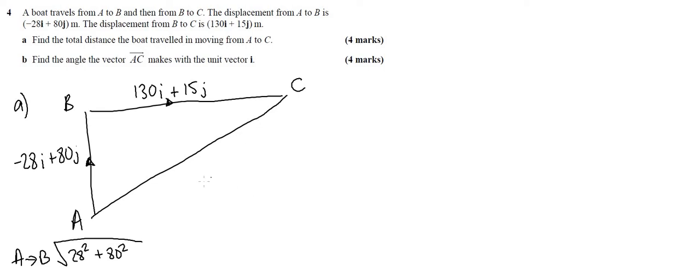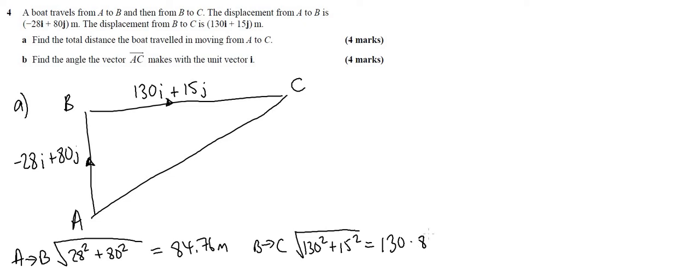That is equal to 84.76 meters. Then we go from B to C, and again, the square root of 130 squared plus 15 squared. That gives me 130.86 meters.